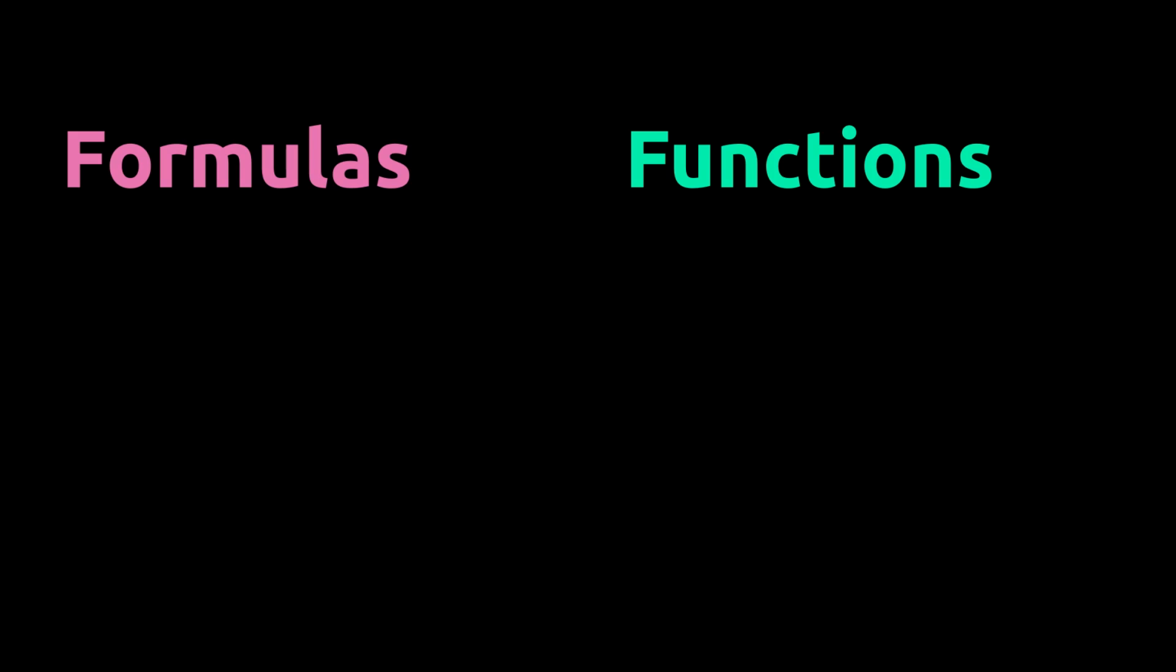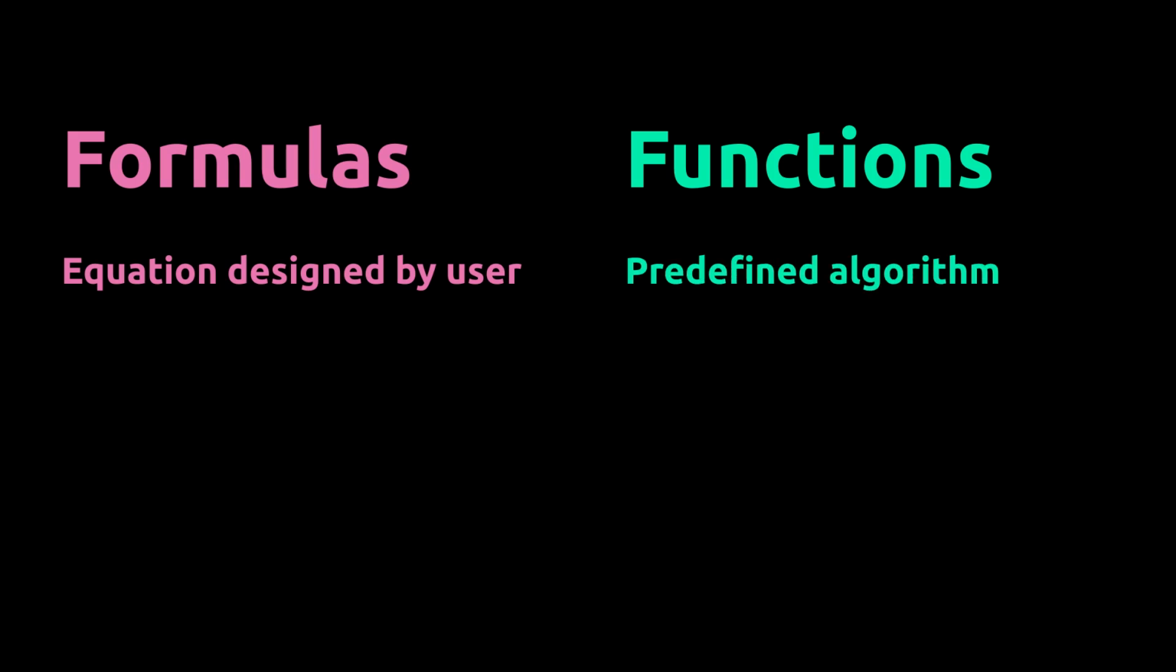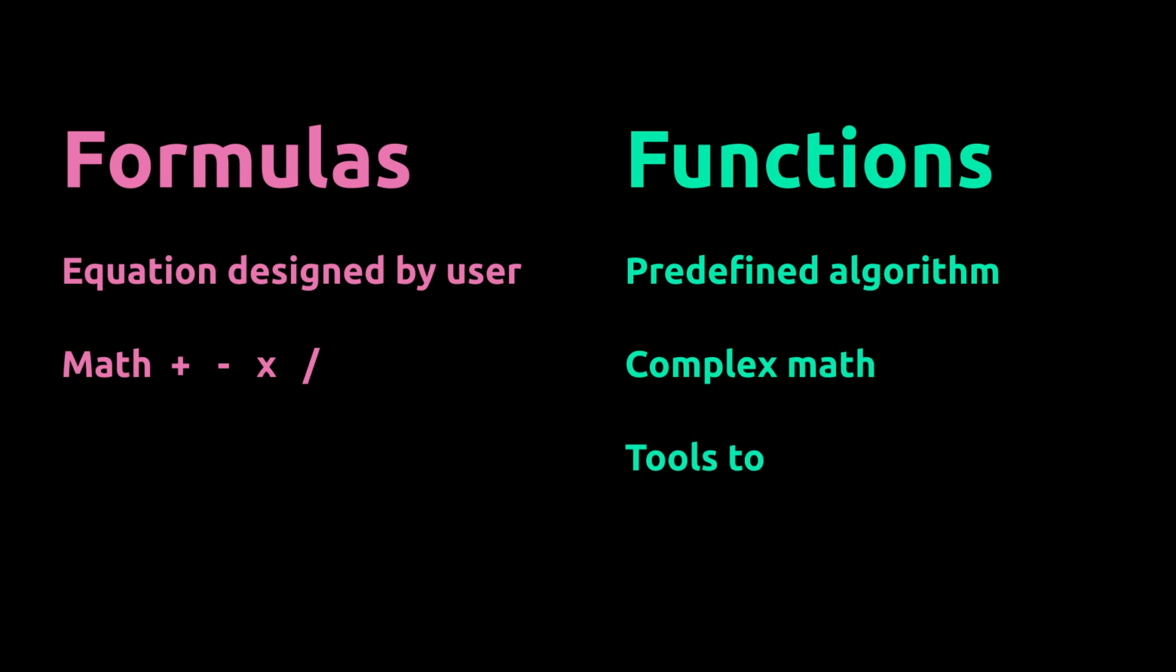Okay, so first of all, what is the difference between a formula and a function? A formula is an equation designed by the user. On the other hand, a function is a predefined algorithm embedded in Google Sheets. Another way to think about it is that formulas are usually user-defined mathematical calculations. So our classics: addition, subtraction, multiplication, division. Whereas functions can be more complex mathematical equations or tools to manipulate text and data in some way.